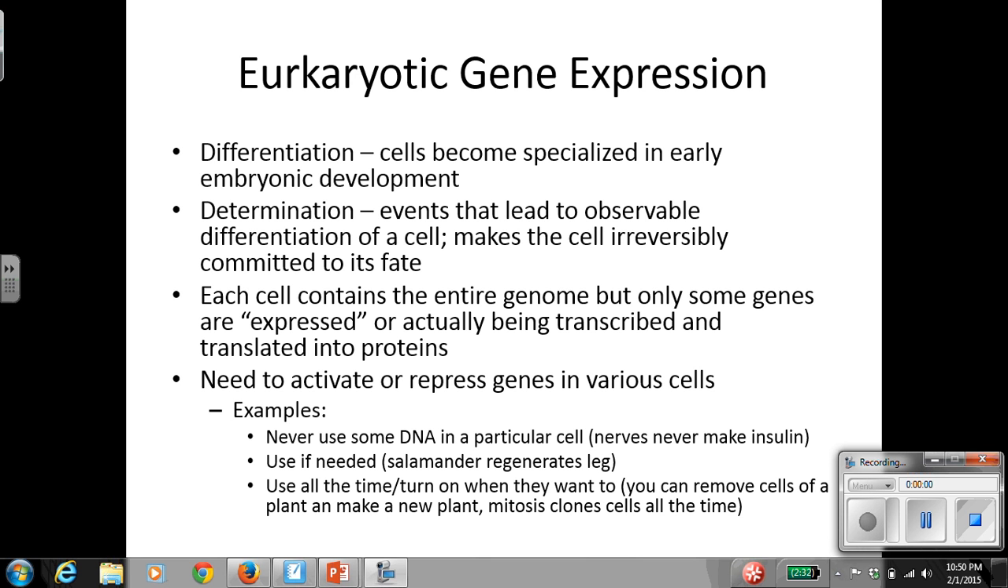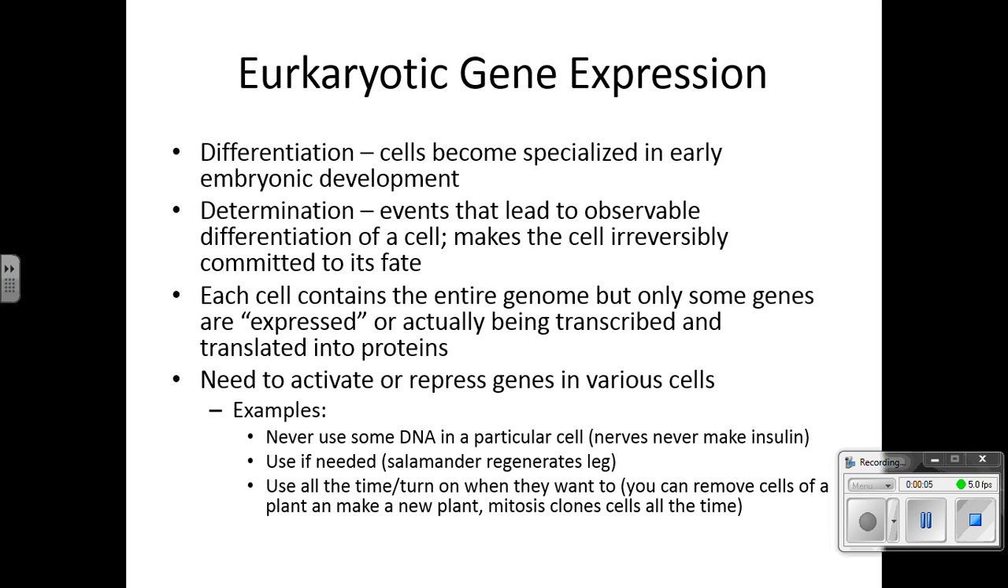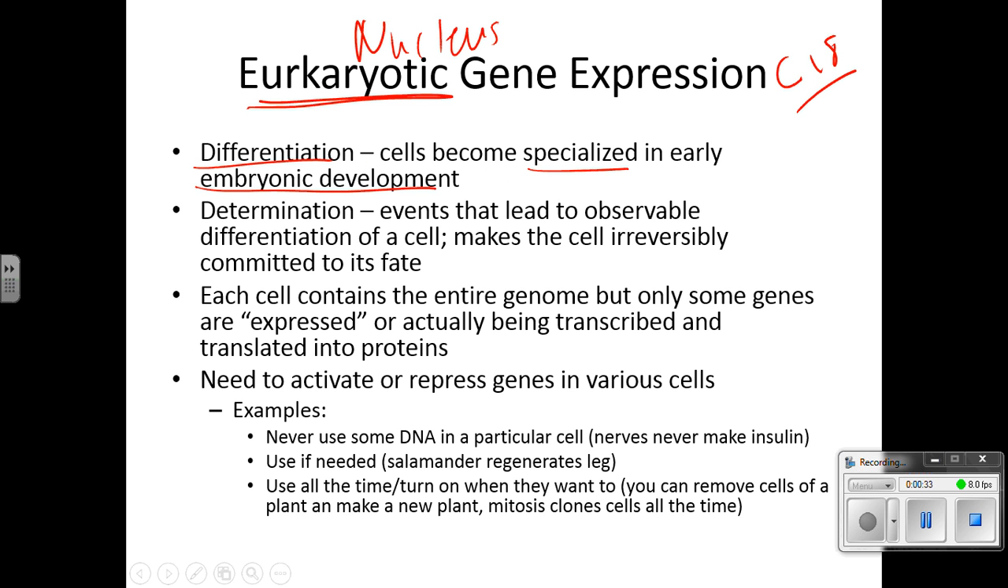Okay, this is chapter 18, part 2, on eukaryotic gene expression. The first part talked a lot about the lac operon and the trp operon. Those are genes that are working inside bacteria, in particular E. coli bacteria. This is going to focus on eukaryotic gene expression that happens in eukaryotic cells, which are cells that have a true nucleus. Differentiation we're going to learn about is when cells become specialized in early embryonic development. Determination are the events that lead to this differentiation.